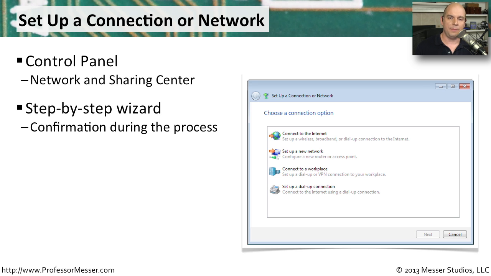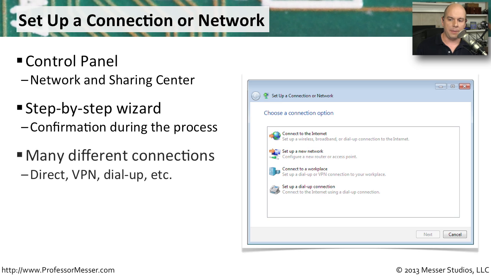This is a step-by-step wizard. It will take you through the process of configuring and setting up these connections, and you'll get confirmations that the connection has been set up because Windows will perform some tests for you. You'll be able to connect through direct connections, VPN, dial-up. There are a lot of different configuration options in here, so you don't have to worry about the details. You simply follow the step-by-step instructions and you can connect your computer to that particular network configuration.